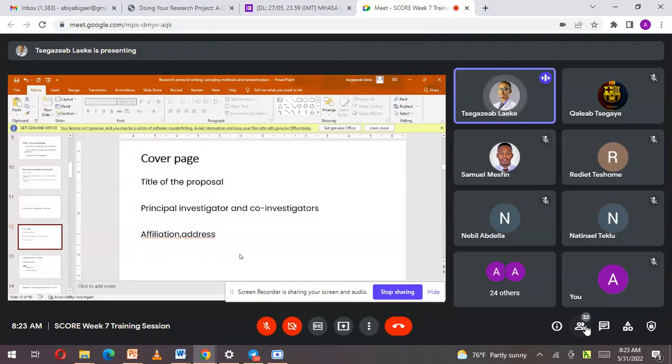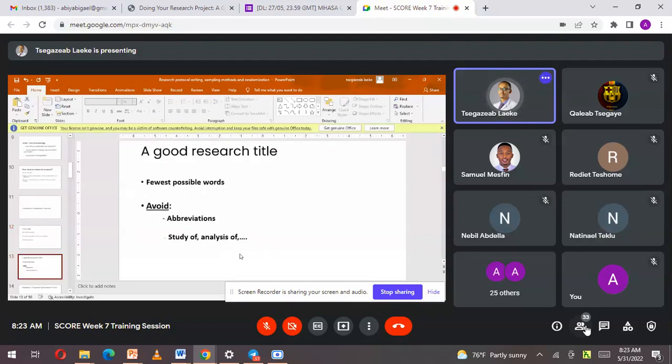And then you also have to mention your co-investigators. You might want to do a research that involves, let's say, two departments or more than two departments, and then you will have co-investigators. So you just have to mention the names, the affiliation, and the highest degree of all your co-investigators on your cover page.